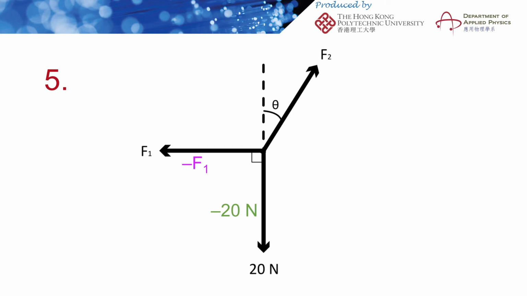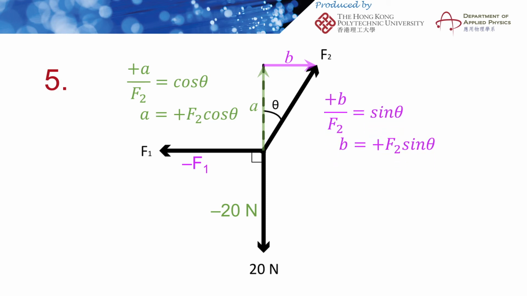Vector F2 can be resolved into 2 components A and B. A and B are perpendicular to each other. To find vector A, it is in upward direction. Plus sign will be used to show this direction. We have the adjacent side and the hypotenuse, so cosine will be used, and vector A is equal to plus F2 cosine theta.